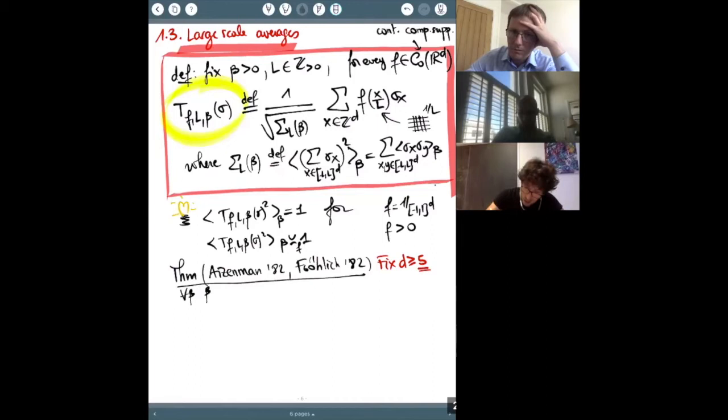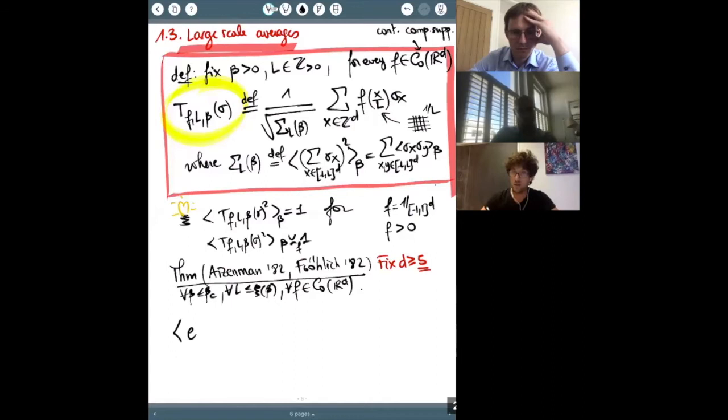for any L smaller than the correlation length, and for any compactly supported function f, how can I measure whether I'm close or not to a Gaussian random variable? What I can do is look at the generating function of this random variable.